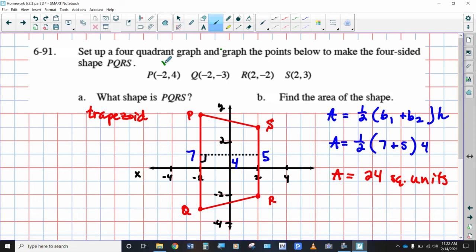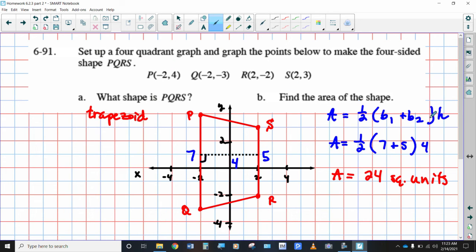Remember, I just made a little mental lapse. The x value corresponds to the first number, the y value corresponds to the second number. So on the x-axis, -2 is the value for x, and +4 for y, -2 and -3 for y, 2 and -2, and then 2 and +3. So what is this shape? When you've got two sides that are parallel to each other, a four-sided shape with two sides that are parallel is called a trapezoid.